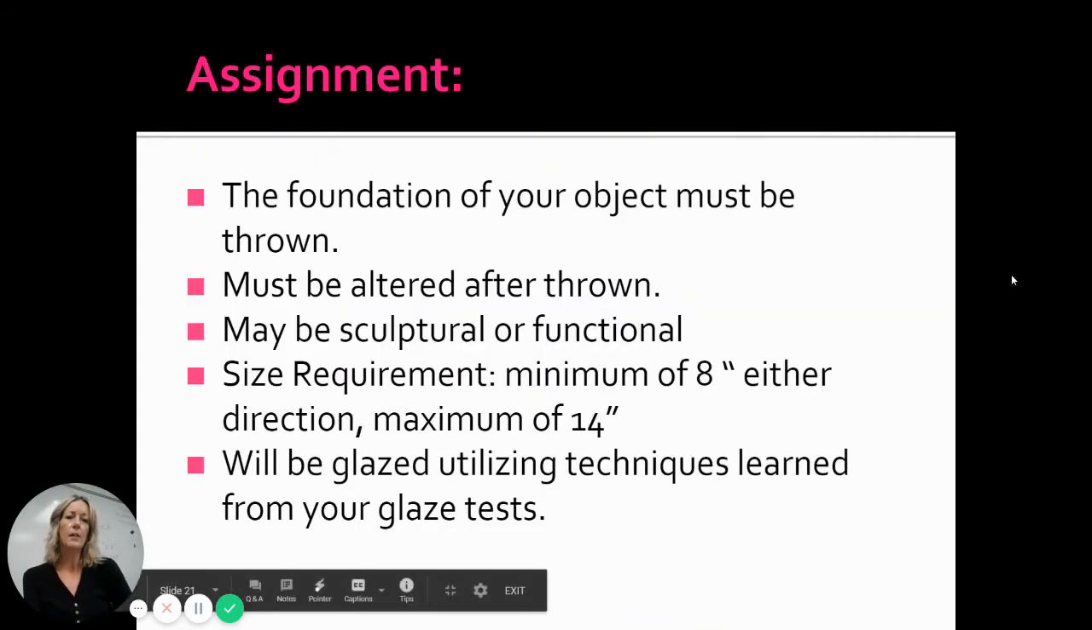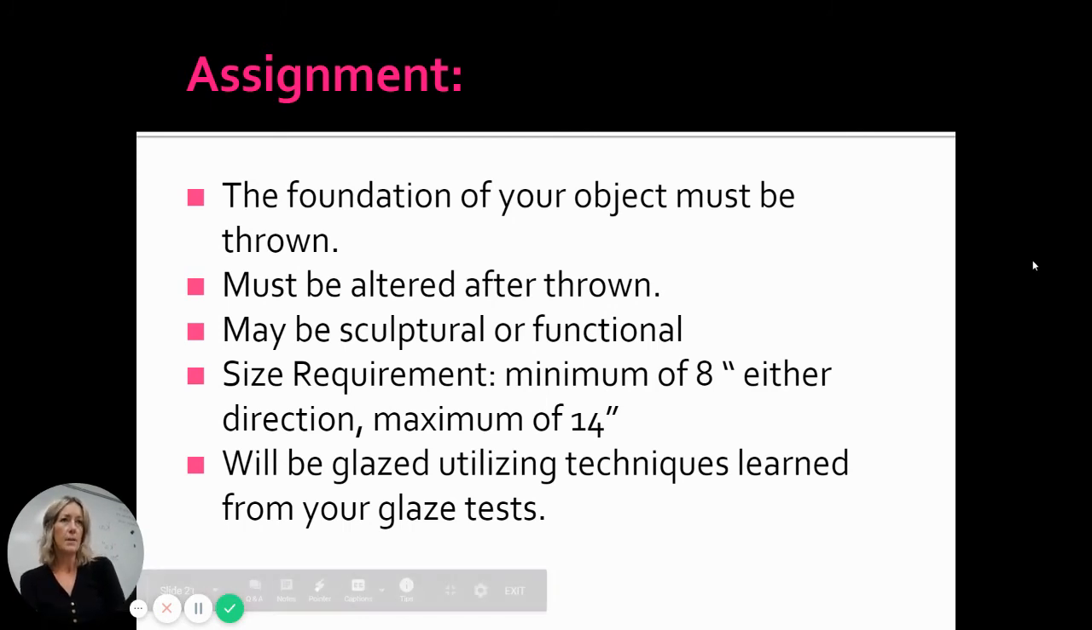So for your assignment, the foundation of the object that you make has to be wheel thrown. So the foundation has to come from the wheel. You need to start at the wheel, but you don't need to end at the wheel. You can manipulate whatever you throw on the wheel as much as you want. It is required that it has to be altered, that it can't just be thrown on the wheel, taken off the wheel, and called done. You have to alter it either in its wet clay stage or in the leather hard stage.